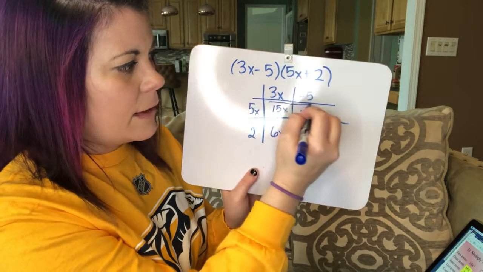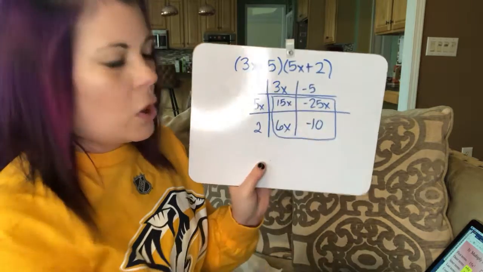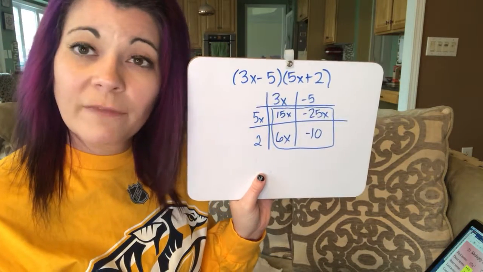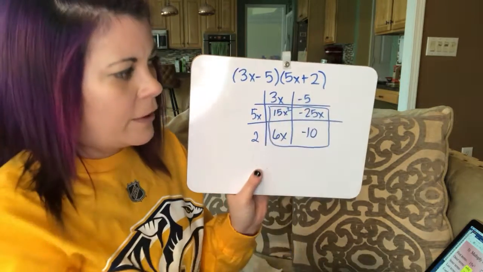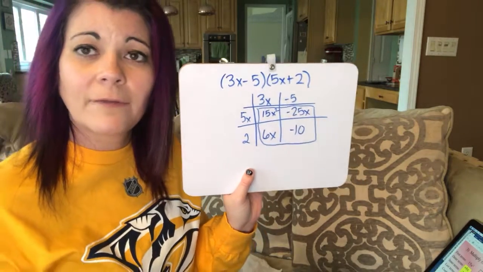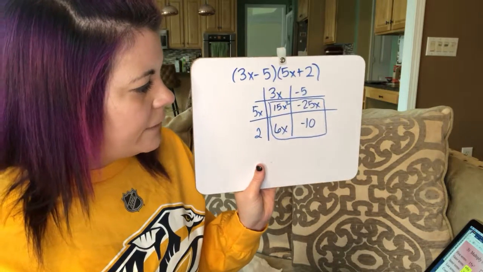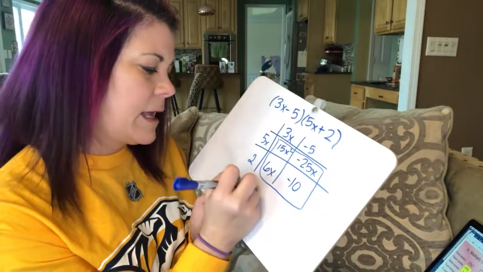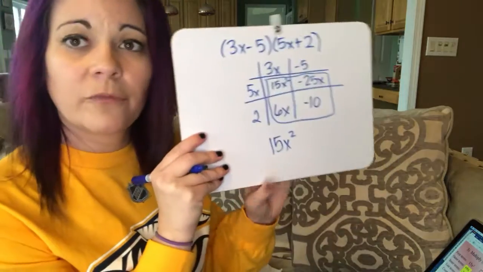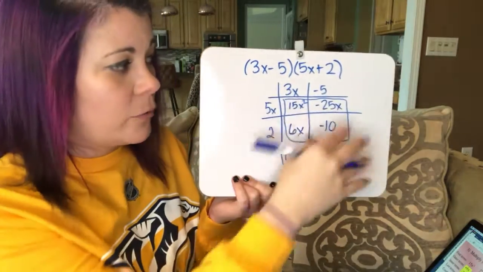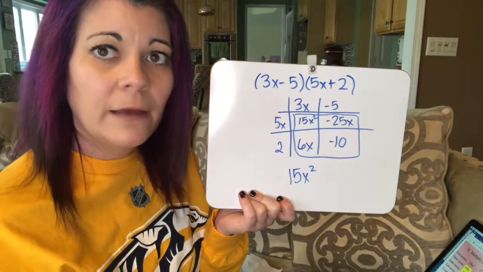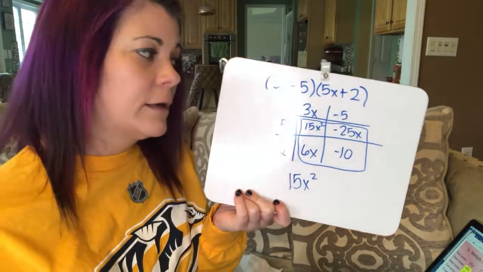And then for the ones in the middle here, all you're going to do is add like terms if they have them, okay? So that's 15x squared, because 3x times 5x is 15x squared. 15x squared does not have a like term, so we just rewrite it. And if you notice, 6x and negative 25x, you're going to add everything within this middle, okay? So 6x plus negative 25 is a negative 19, so minus 19x.